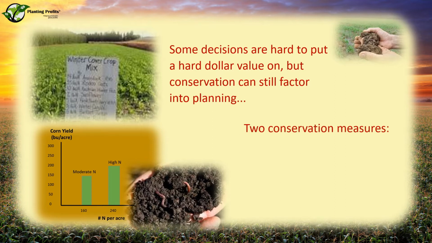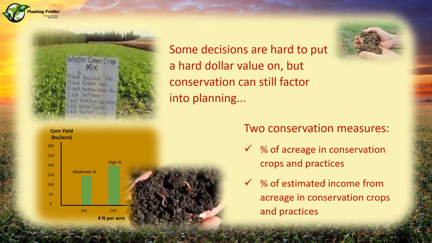Planting Profits uses 2 direct measures for conservation practices: percentage of acreage in conservation crops and percentage of estimated income from conservation crops. An analysis approach is to calibrate changes in these measures against changes in estimated income, resource use, or any other expected trade-off.